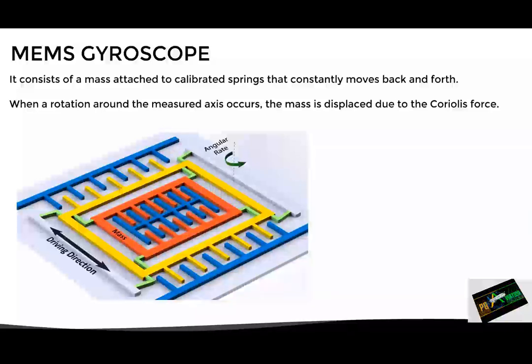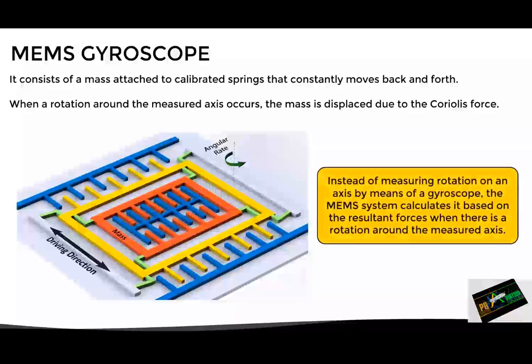In essence then, a MEMS gyro is not actually a real gyro. Since instead of measuring rotation on an axis using the gyroscopic principles, the MEMS system calculates it based on the resultant forces when a rotation occurs. However, it is called a gyro because the information it provides is basically the same.